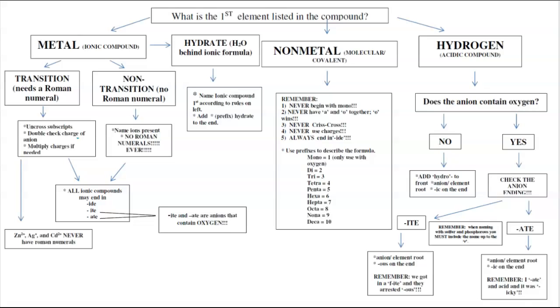So in order to be able to write the correct formula or name the formula correctly, you're going to have to use the right set of rules. And in order to know which set of rules you need, the first thing you have to do is identify what kind of compound you're looking at. Okay, it can look a little overwhelming, but it actually is a very simple process.